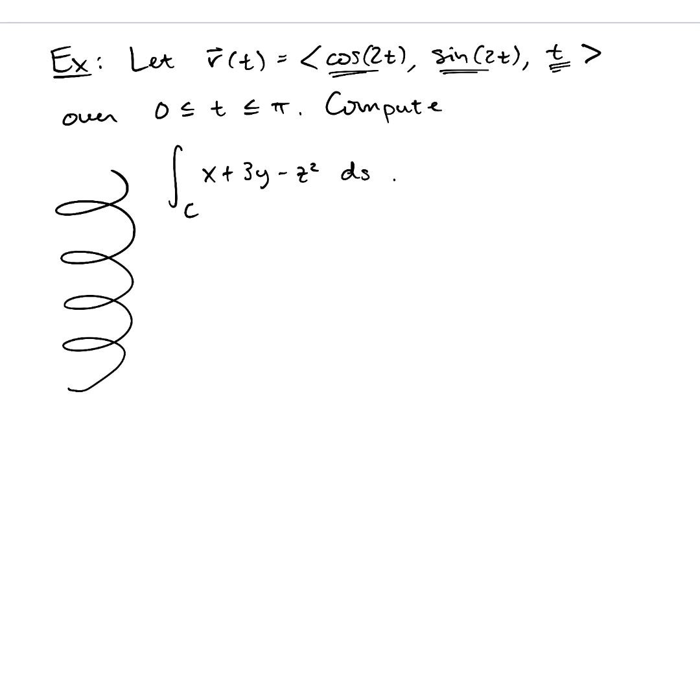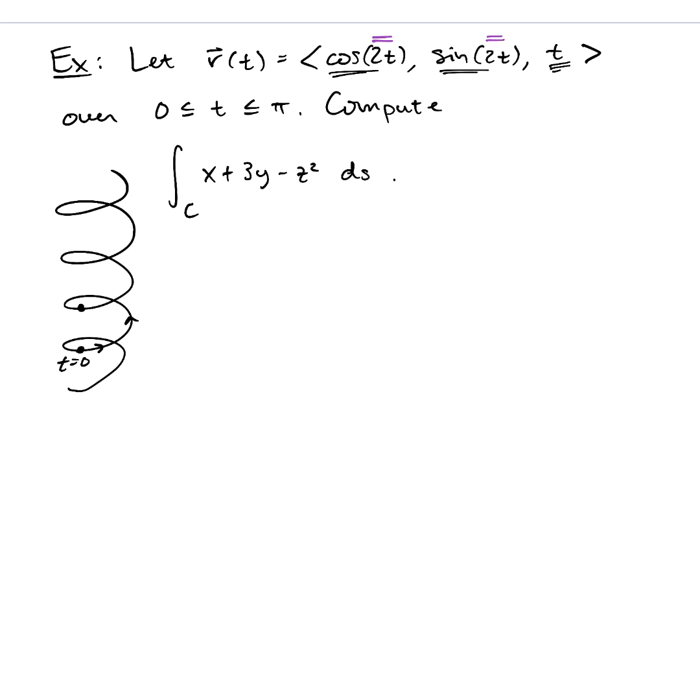And let's say this spot here is t equals 0. So what is that? When t is 0, we're at (1, 0, 0). And then as t starts to grow, because it's 2t inside the argument on these trig functions, by the time t reaches pi, 2t reaches 2 pi. So x and y, which are cosine and sine of 2t respectively, are done with one dance of that circle.